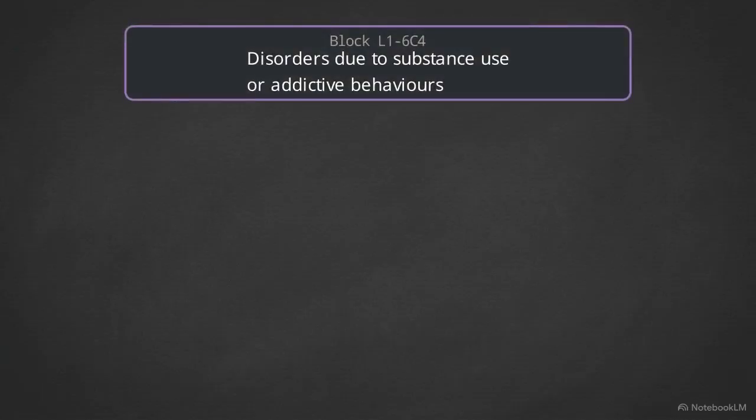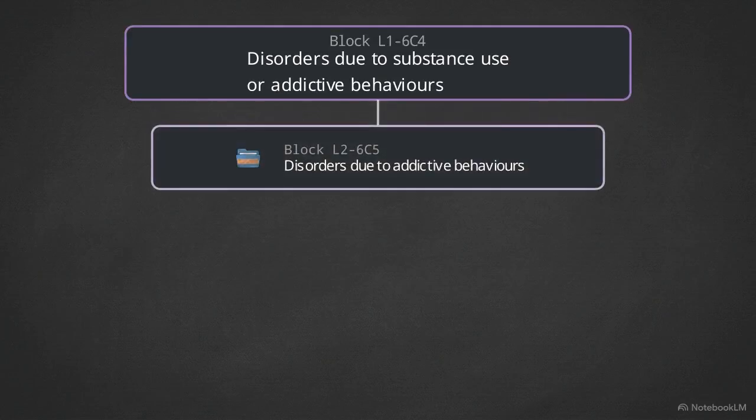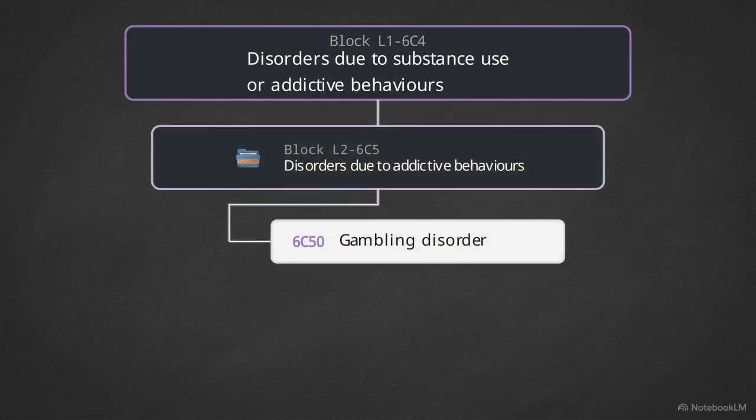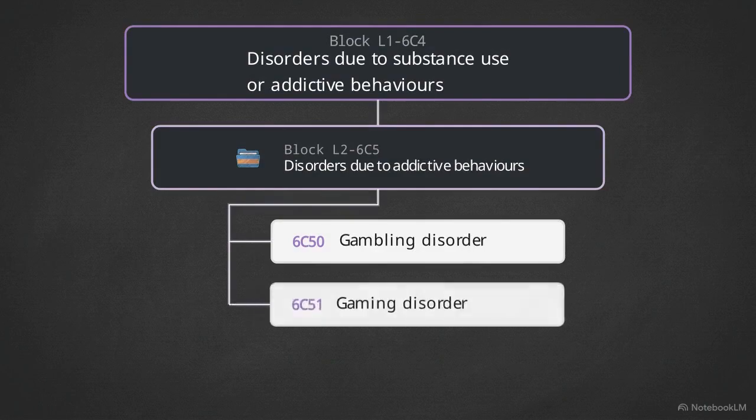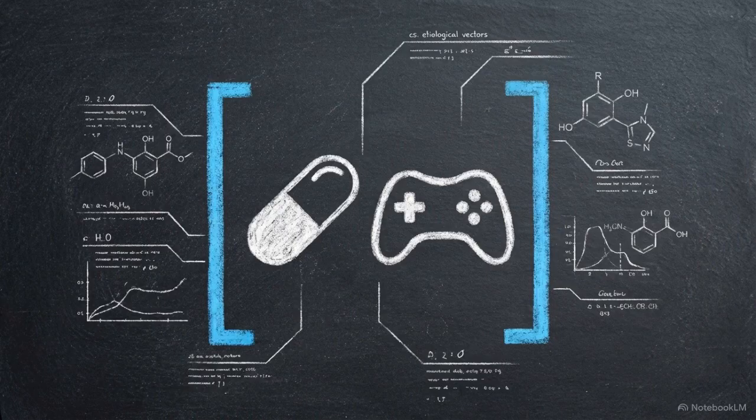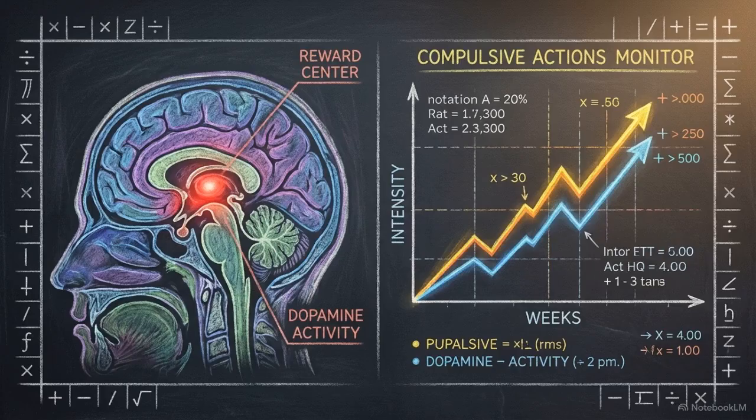This block also reflects a major architectural update in ICD-11, the inclusion of non-chemical behavioral triggers. Subtier block L26C5 introduces behavioral addictions, specifically 6C50 for gambling disorder and 6C51 for gaming disorder. Grouping chemical ingestions and digital gaming under the exact same parent block proves the system prioritizes the mechanism of addiction over the physical nature of the trigger.